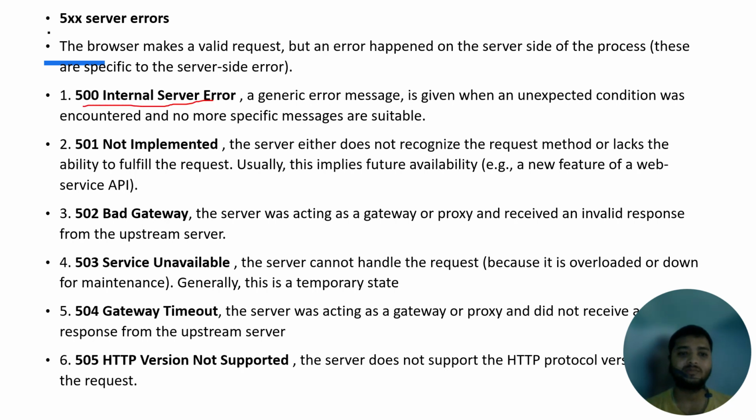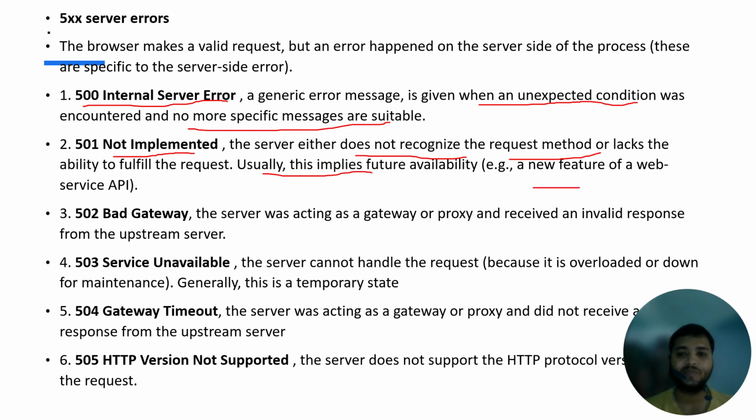500 Internal Server Error. A generic error message is given when an unexpected condition was encountered and no more specific message is suitable. 501 Not Implemented. The server either does not recognize the request method or lacks the ability to fulfill the request. Usually, this implies future availability.